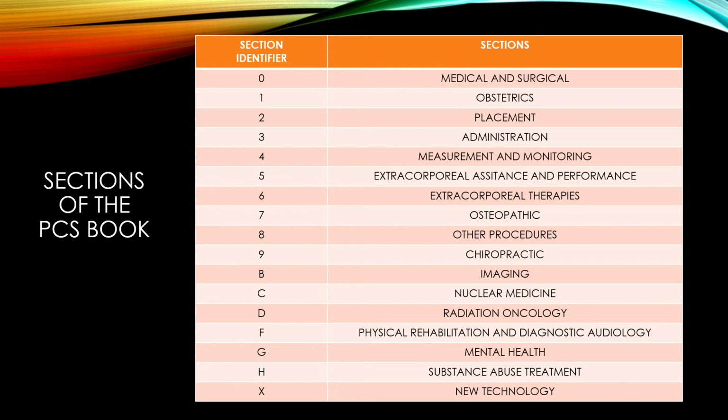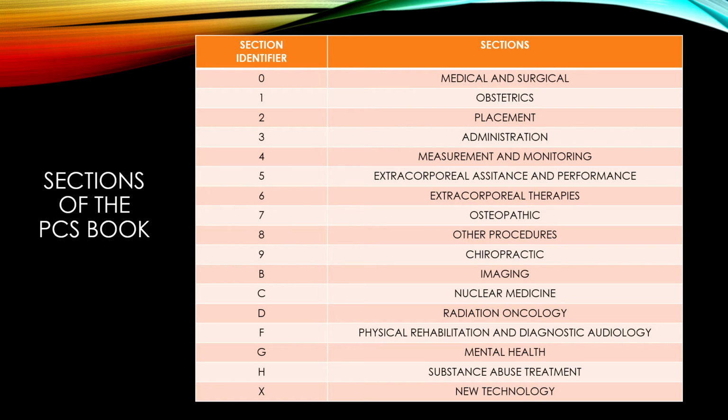So the first character of any ICD-10 PCS code represents the section of the book that you're coming from. So these can be several different things. I have them all listed here. We'll go through them. So the section identifier 0 stands for medical and surgical. The section identifier number 1 represents obstetrics. The section identifier number 2 represents placement. The section identifier number 3 represents administration. The section identifier number 4 represents measuring and monitoring.